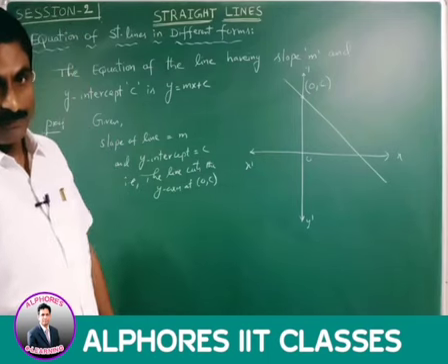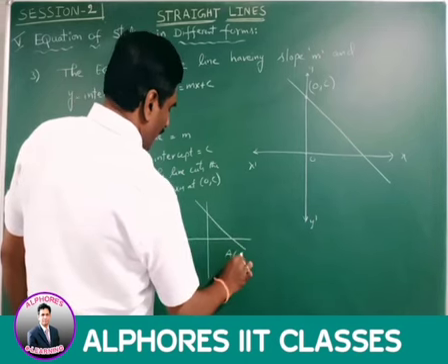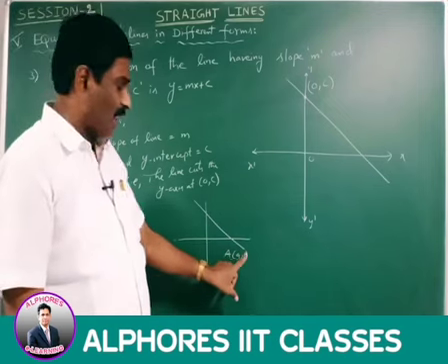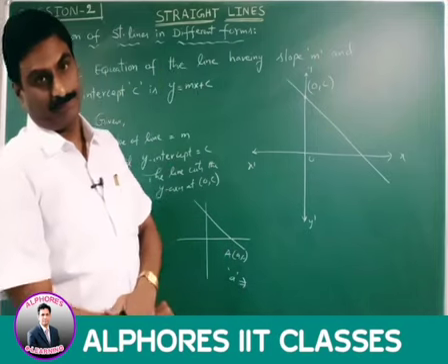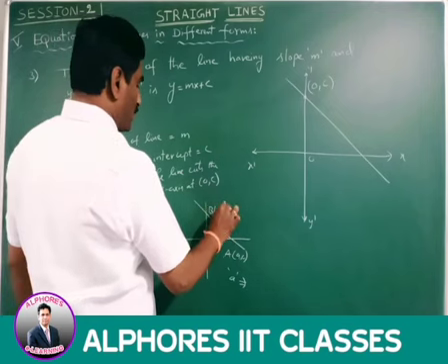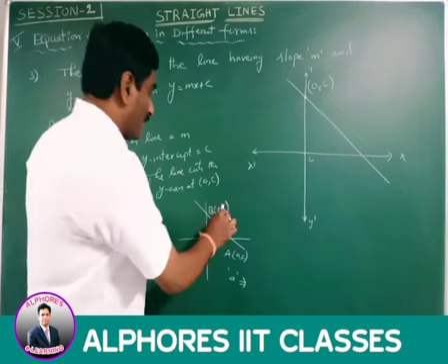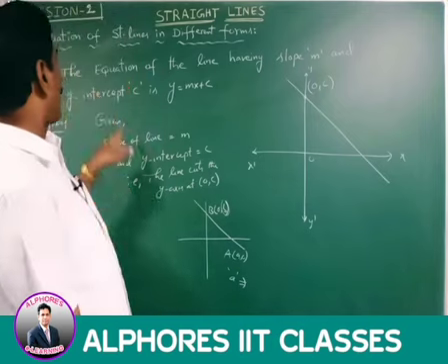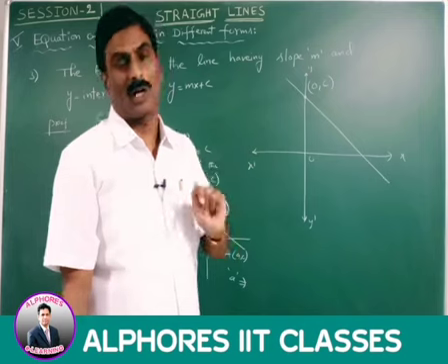Please observe this value. Suppose the line cuts the x-axis at capital A comma 0. Then this small a is said to be the x-intercept of this line. Suppose the line cuts the y-axis at 0 comma B, then this B is said to be the y-intercept of the line. Here, what is the y-intercept c? That means the line cuts the y-axis at 0 comma c.